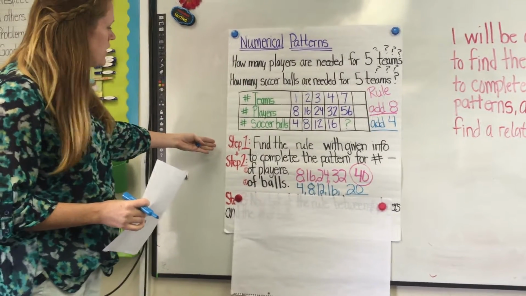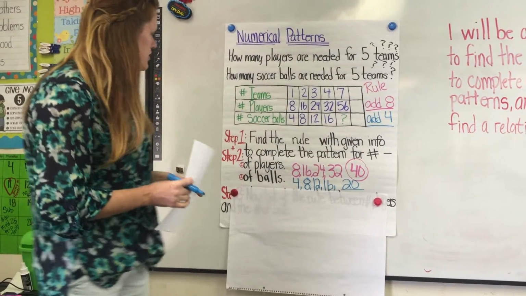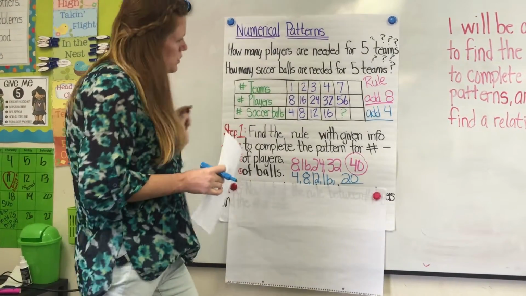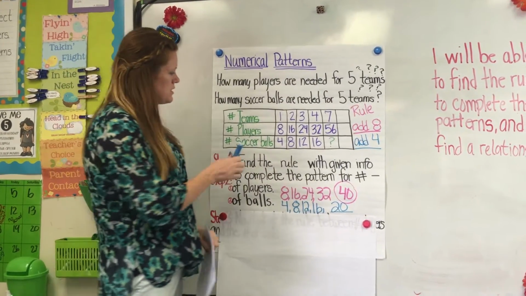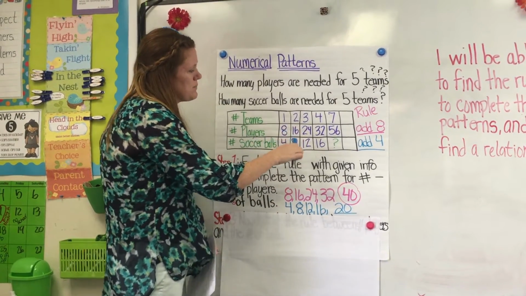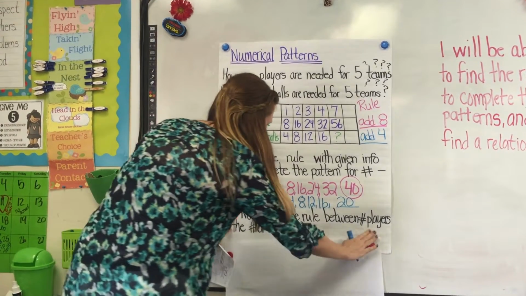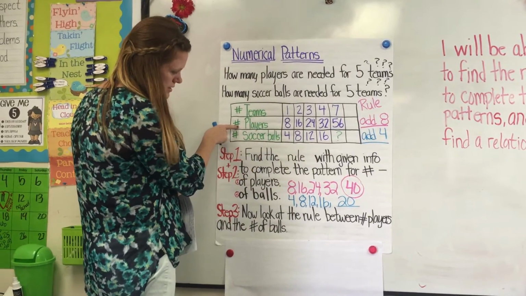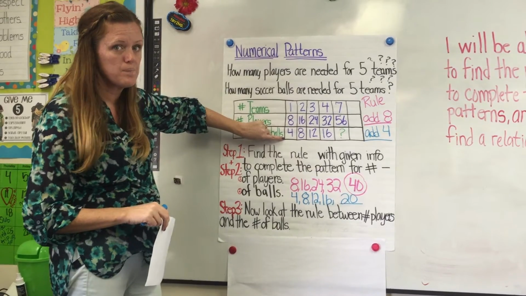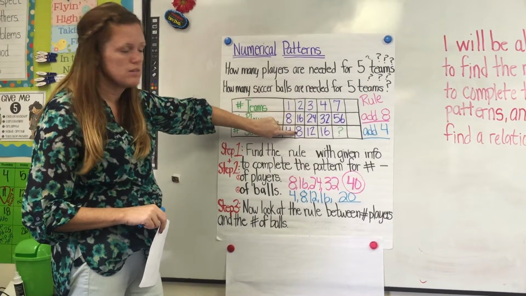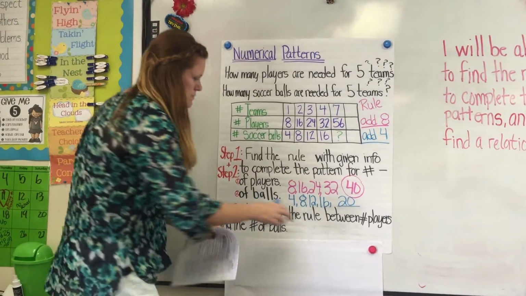So that is our first and second step, finding a pattern for each of the ones to come up with our rule. Well, the other thing that we need to do is not only see the relationship here, we want to be able to see the relationship between the number of players to the number of soccer balls. So let's look at 8 and 4, or 16 and 8, or 24 and 12. What pattern are you seeing between these numbers?